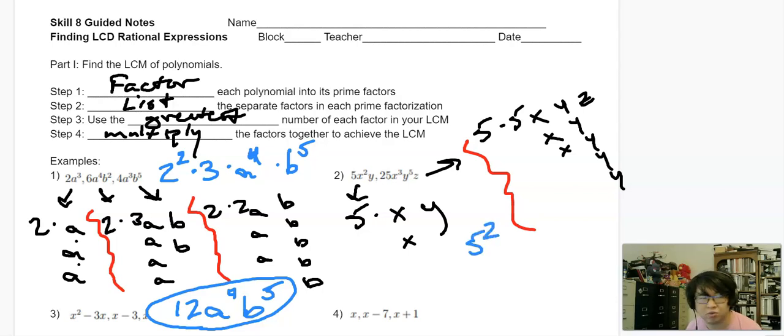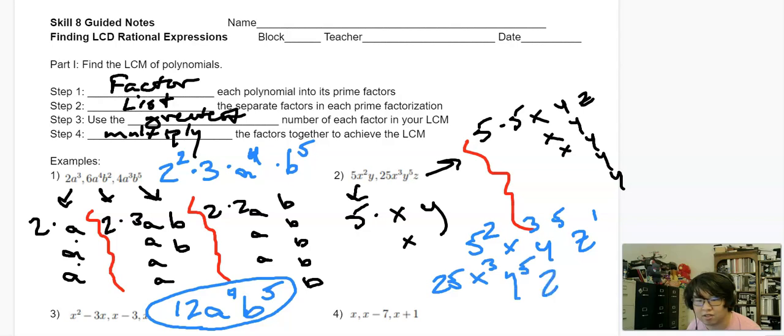So 5 squared, that's 2 factors of 5. Then again, I have x, 3 of them over here, so that's going to be x cubed. I got 5 y's here and 1 y there, so I think that's pretty obvious which one's bigger. And then 1 z and no z, so we do have at least 1 z. Simplify it all out. 5 times 5 is 25. X cubed, y to the 5th, z.